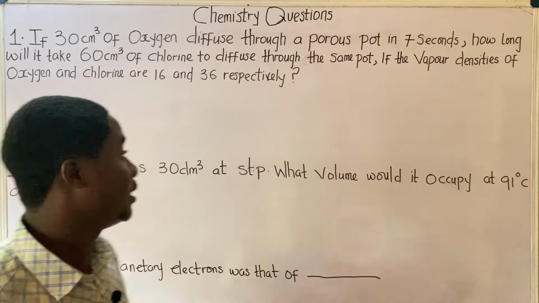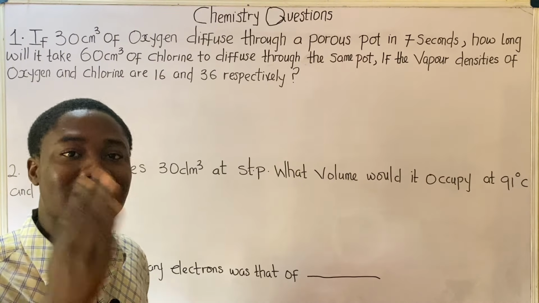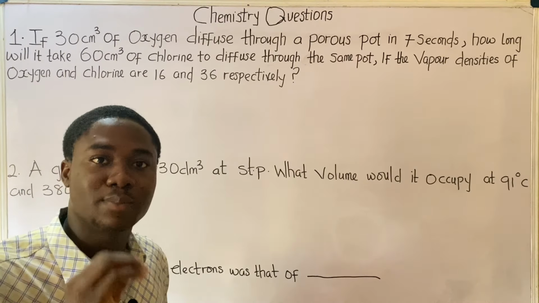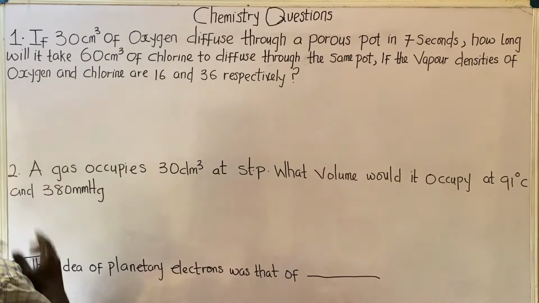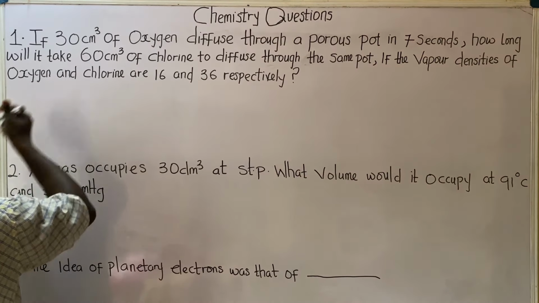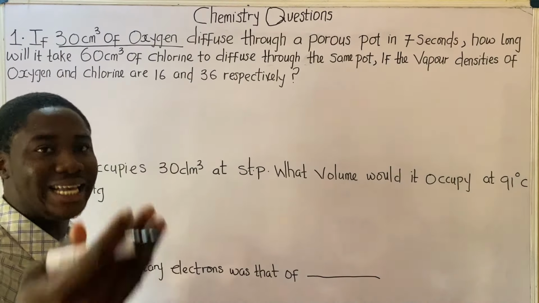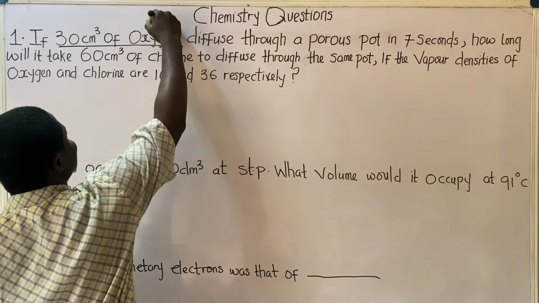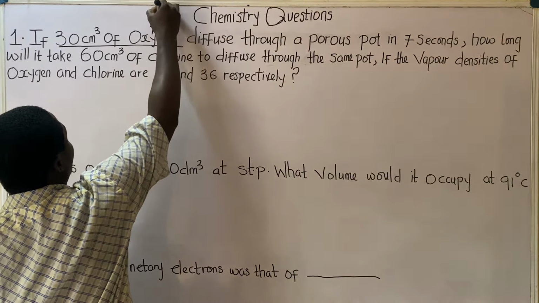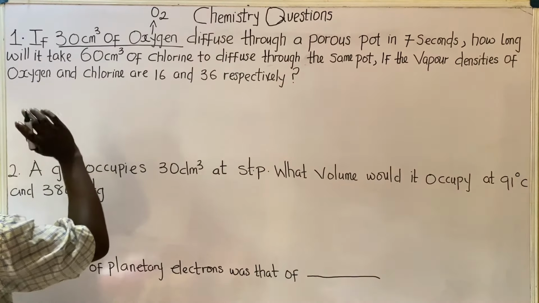Now let's solve together. The first thing we have to do is to bring out the parameters involved in solving this particular practice question. And the first thing I saw, listen carefully, was 30 cm³ of oxygen. Oxygen exists as a gas, so it's going to be like O2. Are you following me? It's very, very important. But now let us progress.